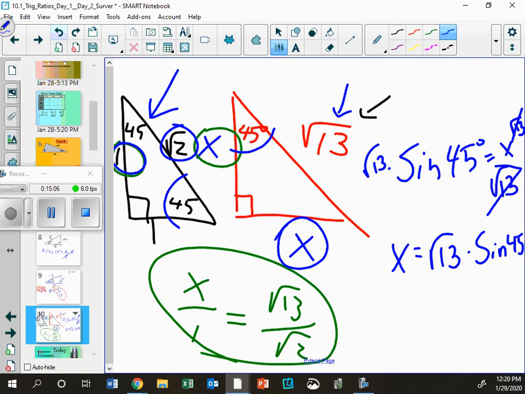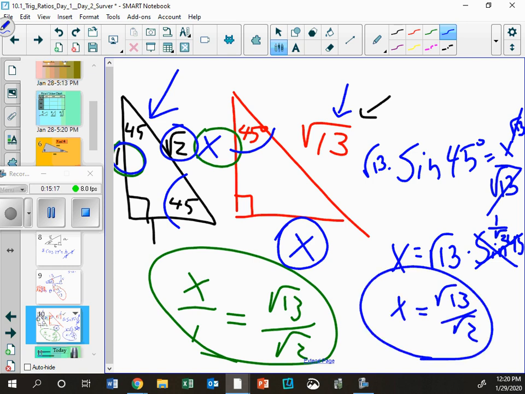So couldn't I put a 1 over root 2 here? Yeah, you could. And you should. So you end up with root 13 over root 2 again. And if you're one of those kids that's obsessed with rationalizing, it's fine. You multiply by root 2 over root 2 if you want to. Okay, there's 3 ways you could have done that one.